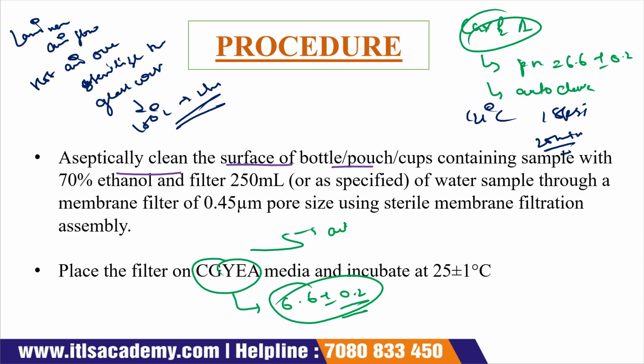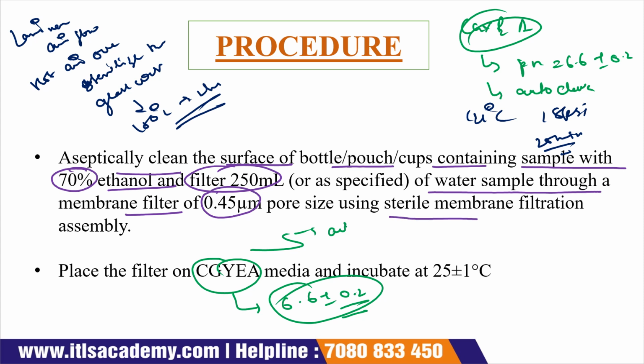Here it is written: aseptically clean the surface of the bottle, pouch, or cup containing the sample with the help of 70% ethanol, and filter 250 ml. We clean the bottle in which the sample is present with 70% ethanol. Then we filter the water sample through a membrane filter, with a pore size of around 0.45 micrometer, using a sterile membrane filtration assembly.